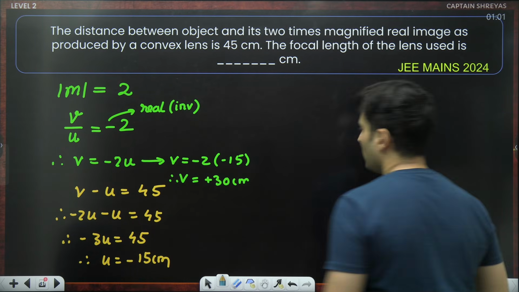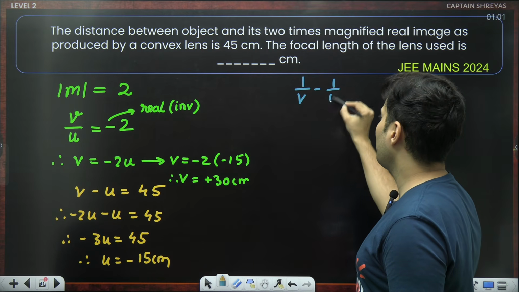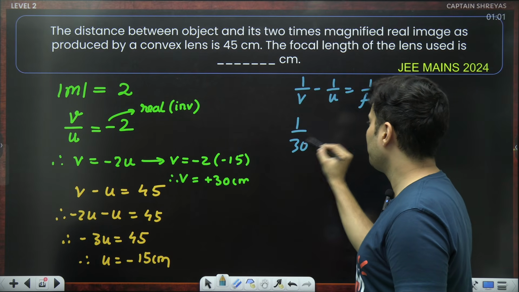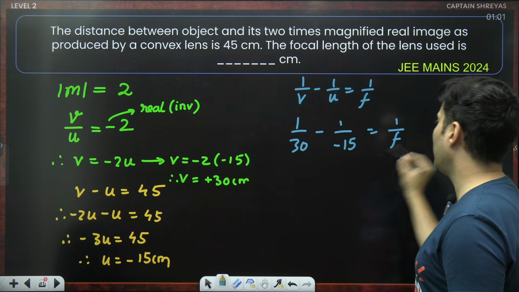Now we are just supposed to use the lens formula to find the focal length. So 1 by V minus 1 by U is equal to 1 by F. V is basically 30. U is basically negative 15. So that is 1 by F.